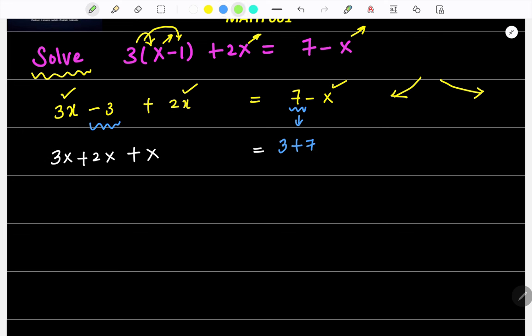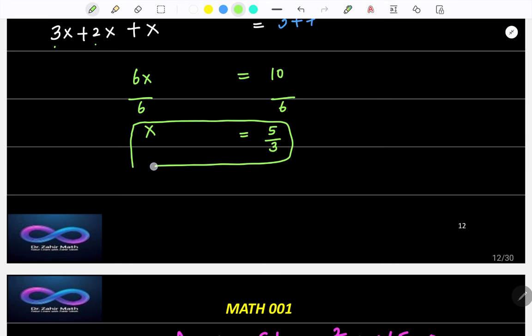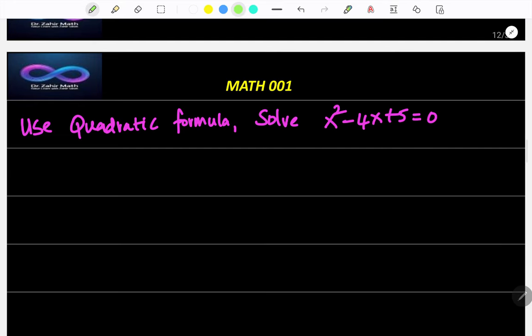So therefore, this is equal to 3 plus 2, 5. 5 plus 1, 6. So 6x is equal to 7 plus 3 is what? 10. So divide by 6, divide by 6. So x equals 10 divided by 6. You can put in the calculator or you can do it on your own by mind. So 5 2s are 10 and 3 2s are what? 6. So x is equal to 5 by 3. Clear? Right. Let's go to the next question.